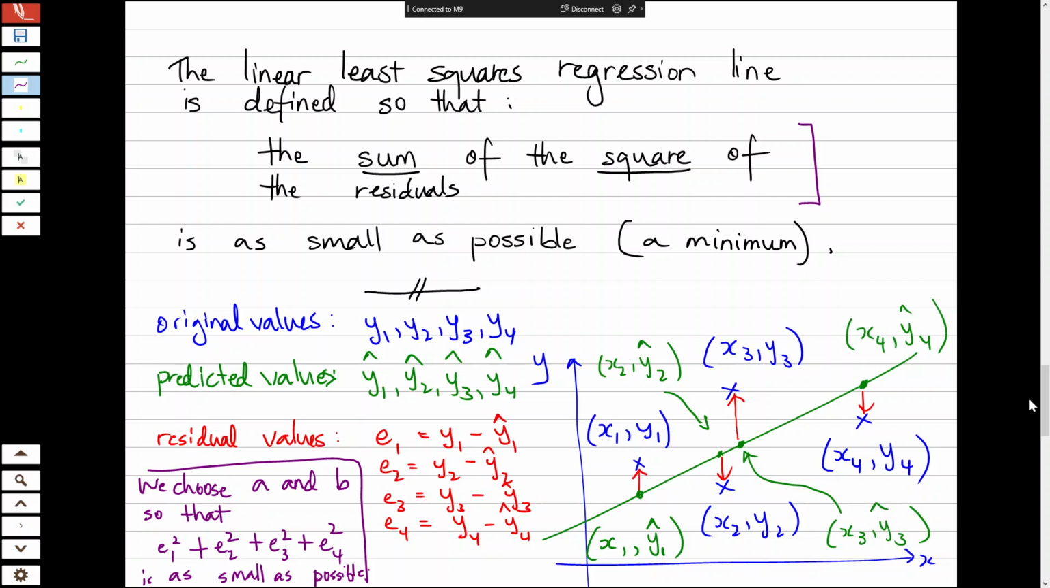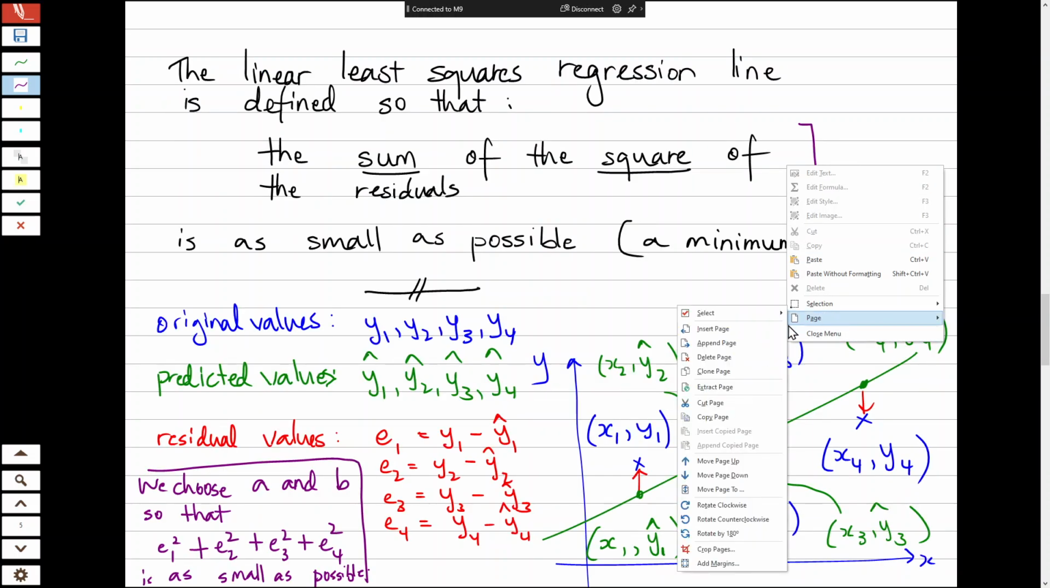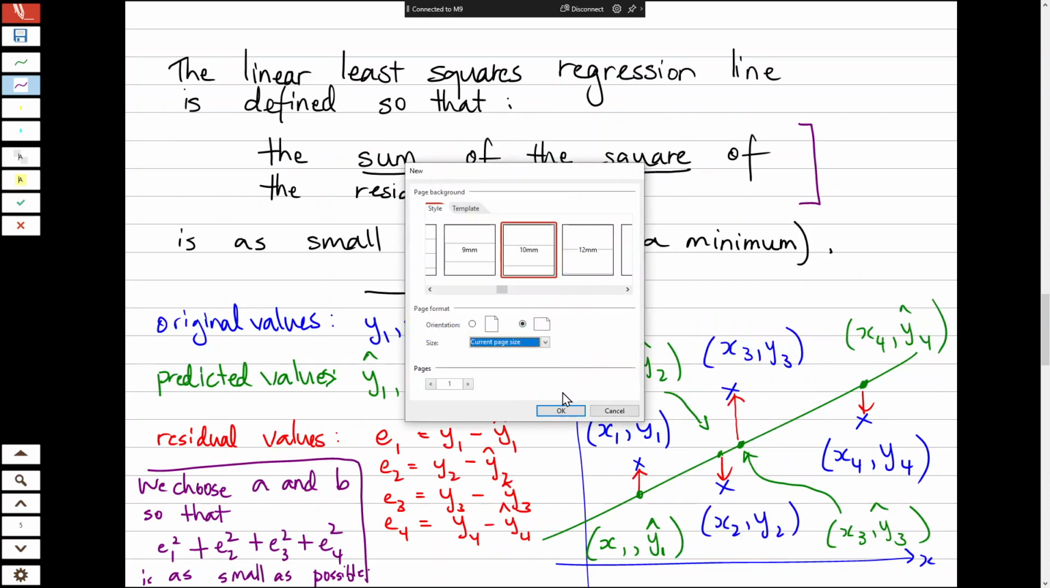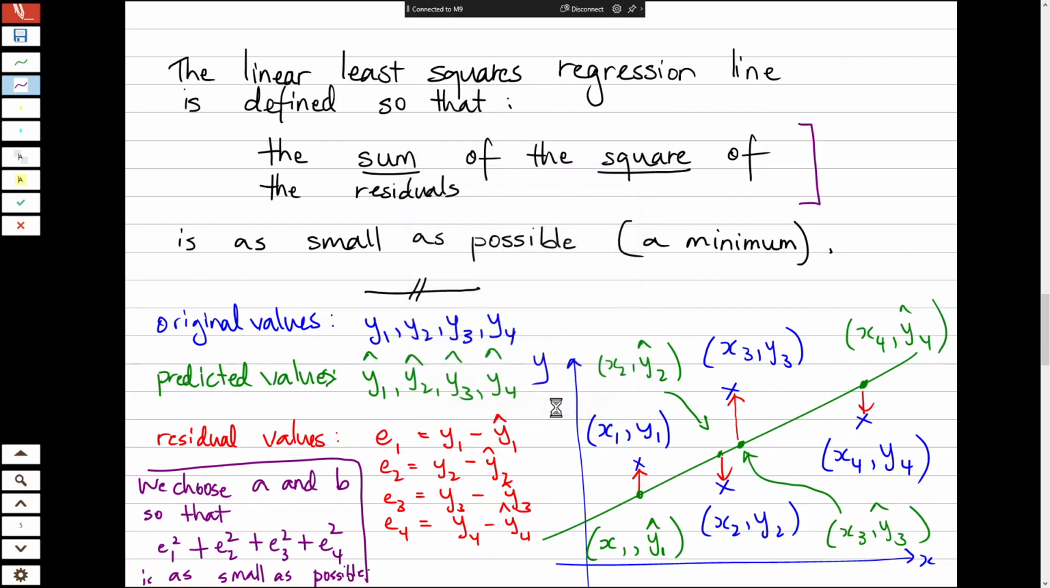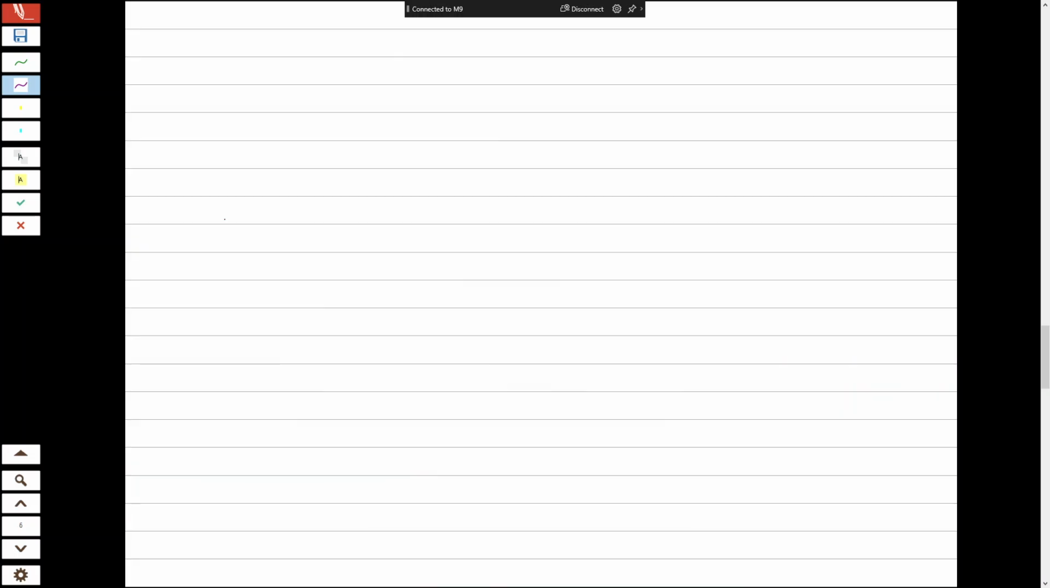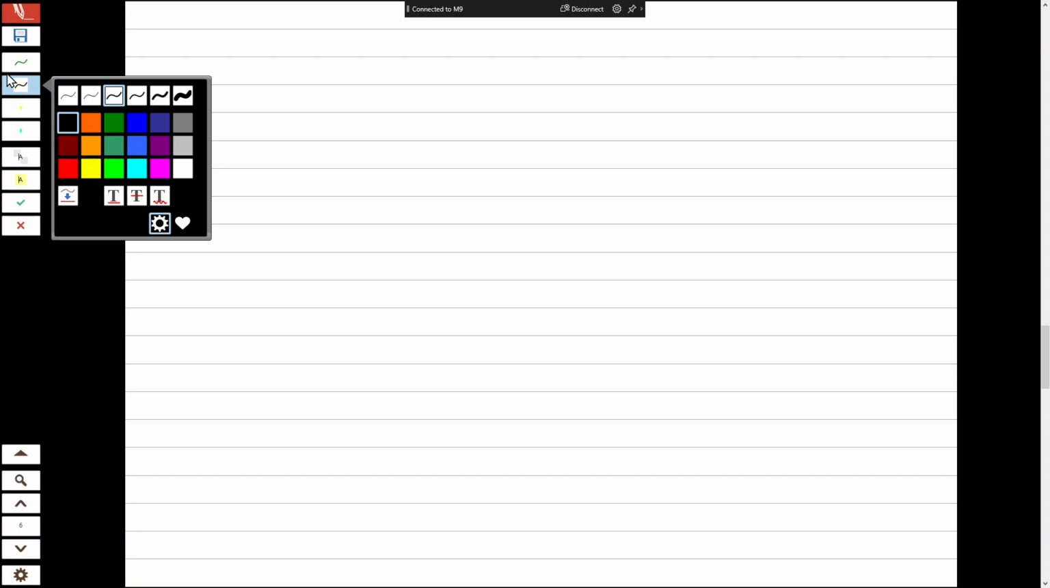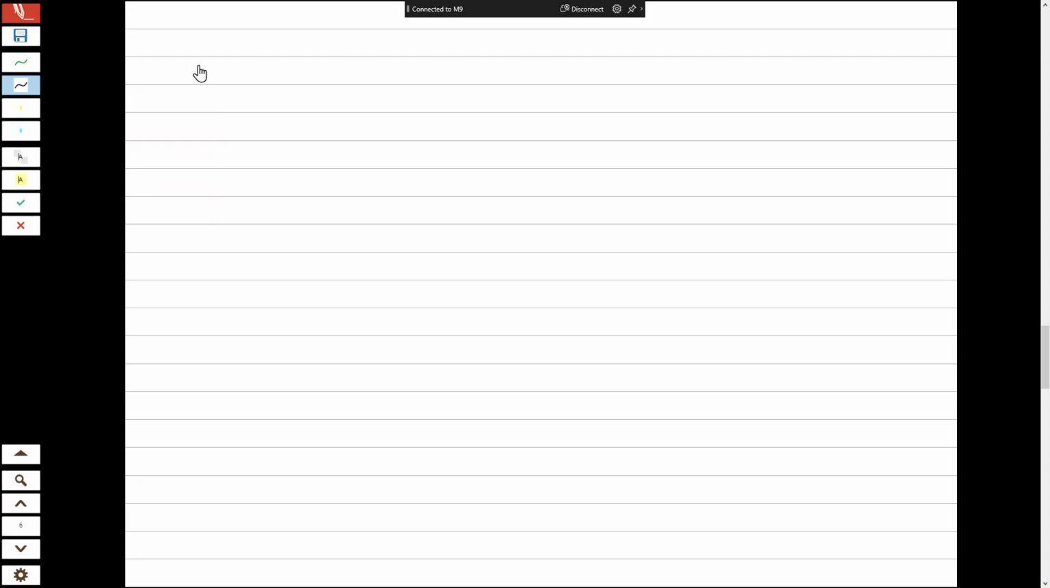Okay. I'm going to do it the other way, so add another page. Okay. All right, so if you fell asleep, you can wake up now. So now here's an important part which you need to know. So if we minimize the sum of the square of the residuals, so that's the e1 squared plus e2 squared, etc.